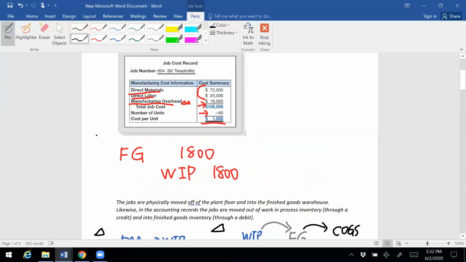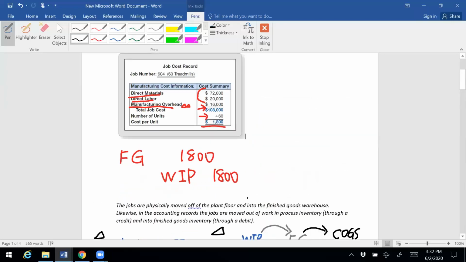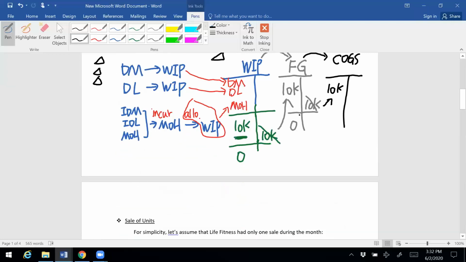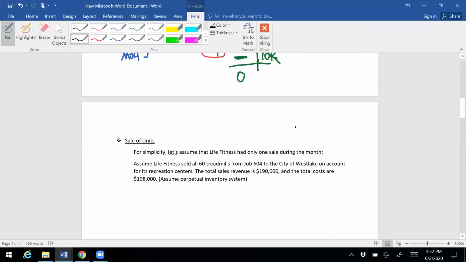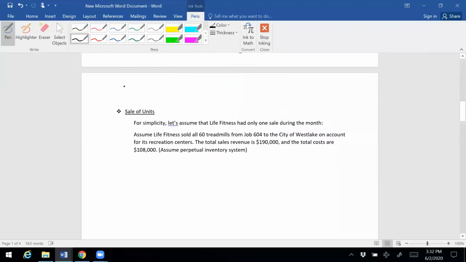This question gives you the number directly, but you may have to practice. You have to calculate all these numbers by yourself. So hopefully you understand how it works. Next one, sale of units.